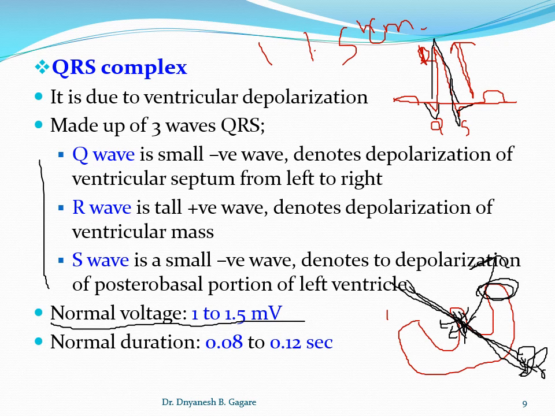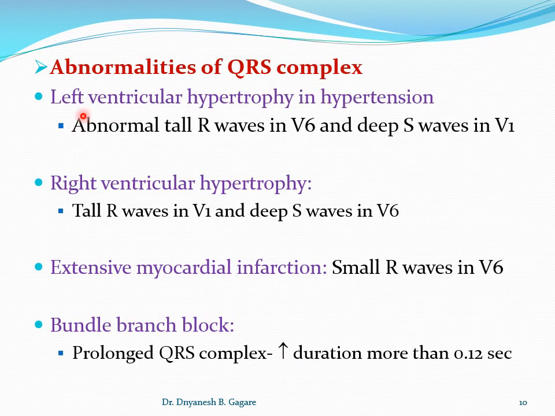Normal duration means the wave starts from this point and ends at this point. The duration is very short, and this duration is 0.08 to 0.12 second for the R wave. Okay, so this is all about the normal things of the QRS complex. Okay, now we'll continue in the next slide. See the next slide, that is the applied part of the QRS complex.